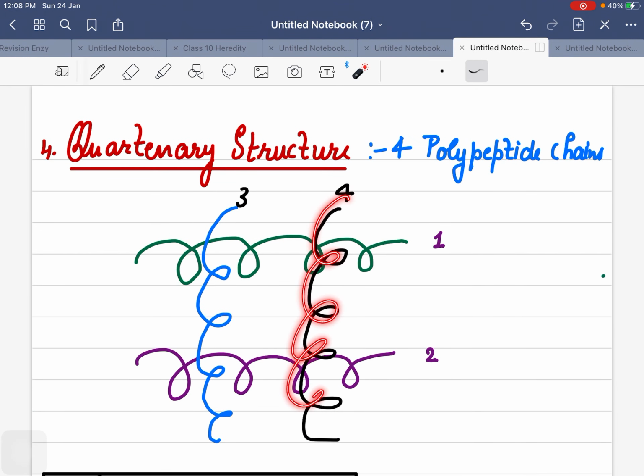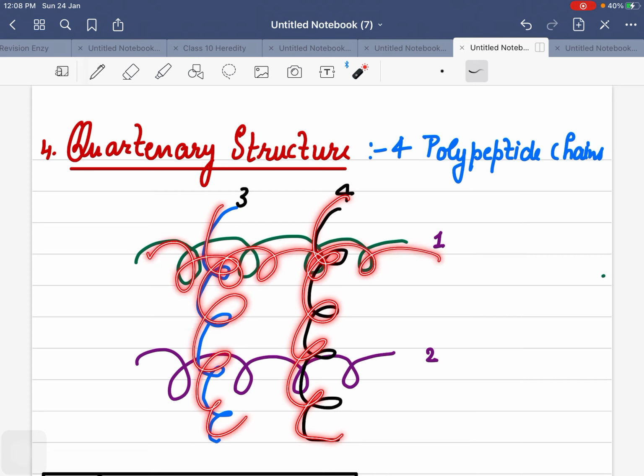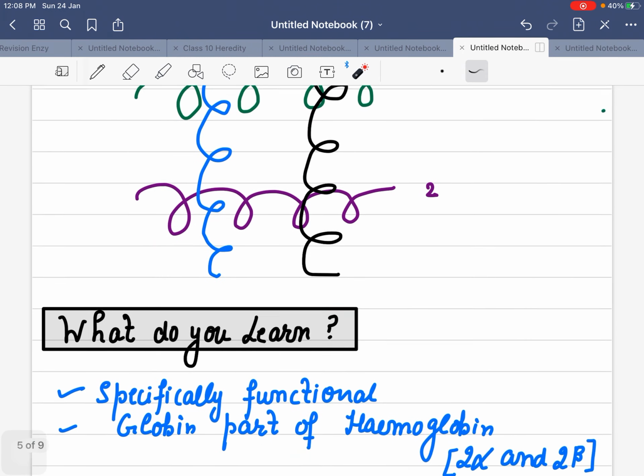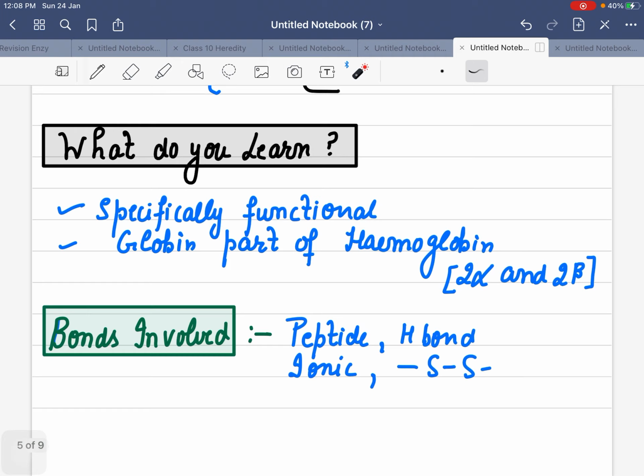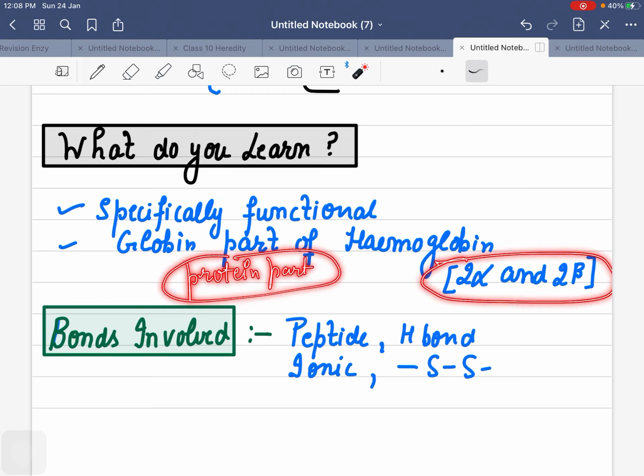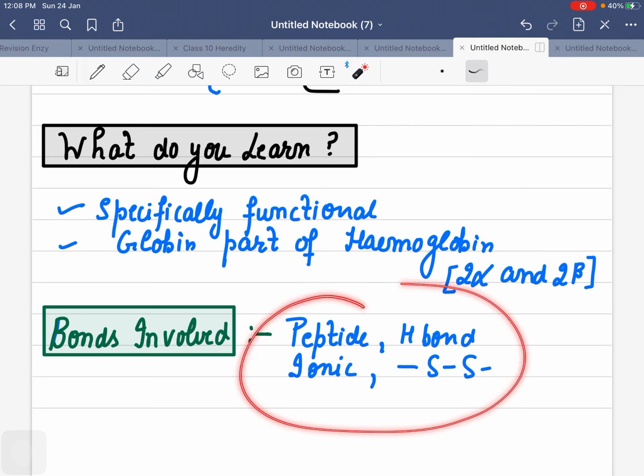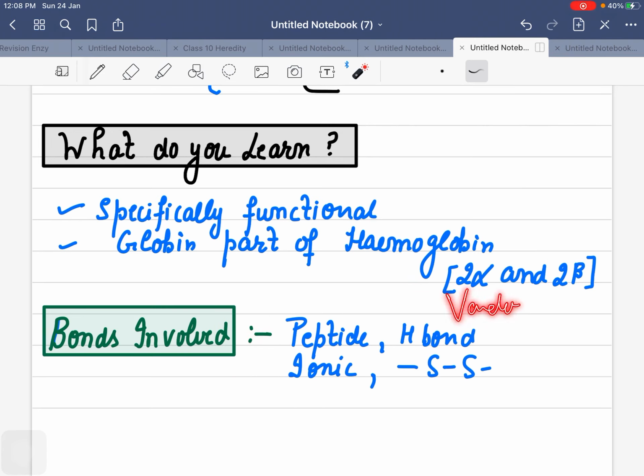Quaternary means 4 polypeptide chains, which is the special feature of hemoglobin. Hemoglobin shows which structure? Quaternary structure with the 4 polypeptide chains, 2 alpha and 2 beta, right? So basically quaternary is also specifically functional. The protein part, globin part, I have written here. It means the protein part of hemoglobin has 4 polypeptide chains, 2 alpha, 2 beta, and it shows quaternary structure. The bonds involved are the same: peptide bond, van der Waals forces, hydrogen bond, ionic bond, disulfide bonds.